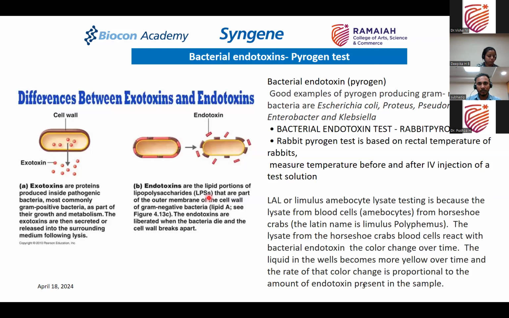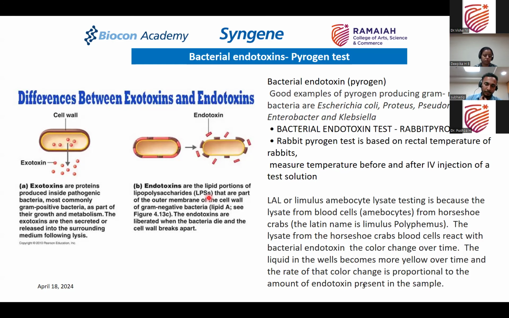If these pyrogens have been used by any of the patients, they cause fever and shock in severe cases. So that is also the reason we have to analyze whether the particular product is sterile or not. Some examples of these pyrogen-producing gram-negative bacteria have been listed out. The dominant group of organisms with the potential of contamination are E. coli, Proteus, Pseudomonas, Enterobacter, Klebsiella, etc.